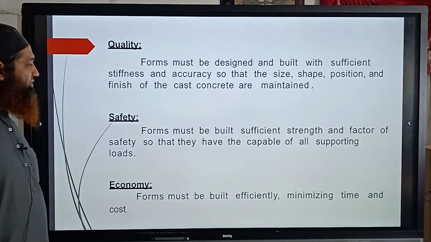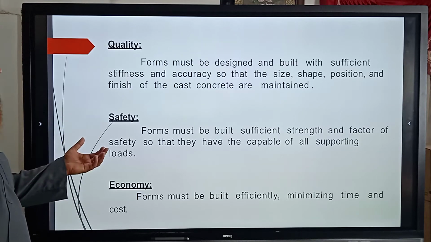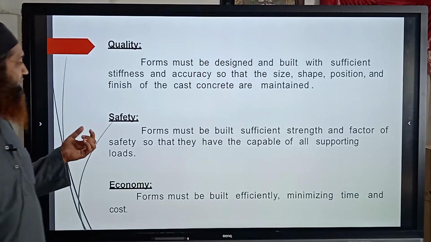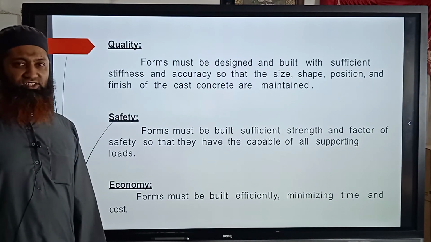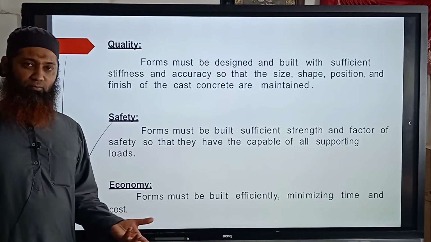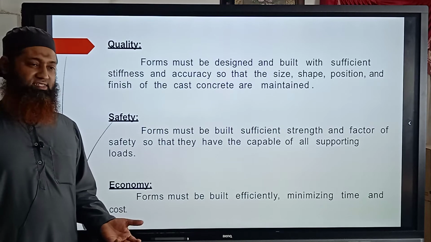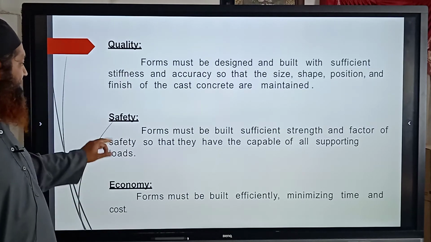Let us see quality. Forms must be designed and built with sufficient stiffness and accuracy so that the size, shape, position and the finish of the cast concrete are maintained. As I told you, the quality is very essential. If the quality is not maintained properly, the cost of construction is increased because of just using bad quality formwork.